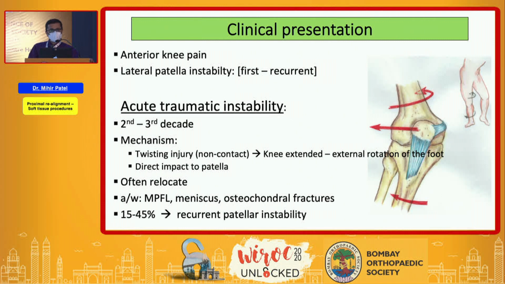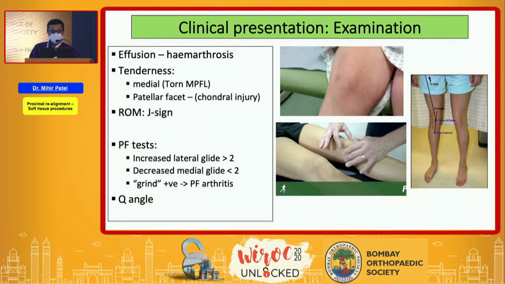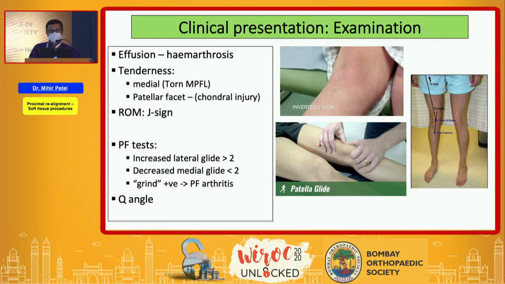They usually have associated MPFL injuries, meniscal and osteochondral fractures, and acute traumatic instability has a 15 to 45% chance of developing into a recurrent patellar instability. Clinically, these patients are going to come to us with effusion or hemarthrosis. They usually have tenderness along the medial side of the patella and patellar facet because of condyle injury.